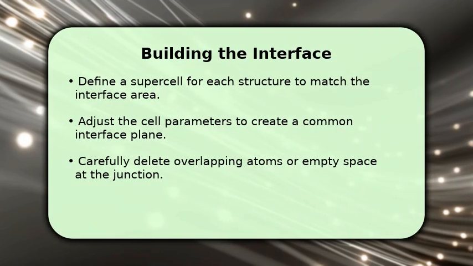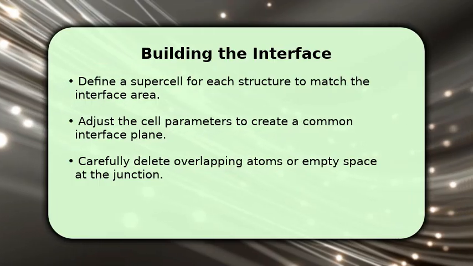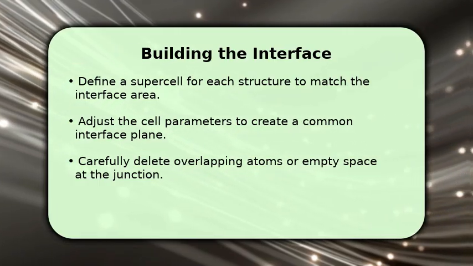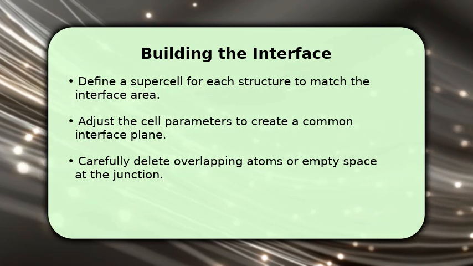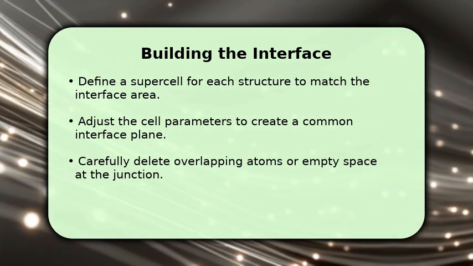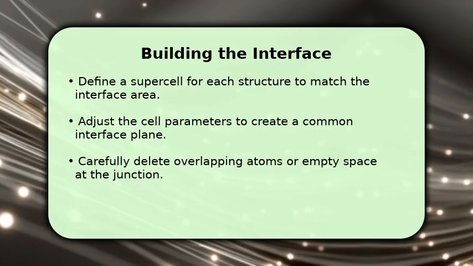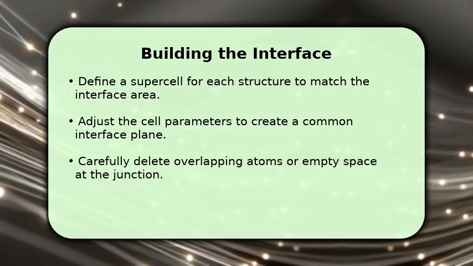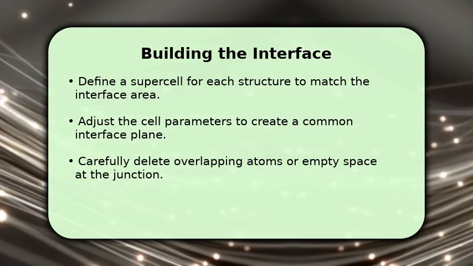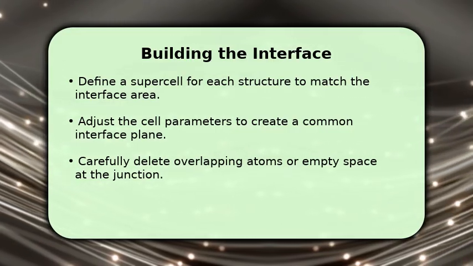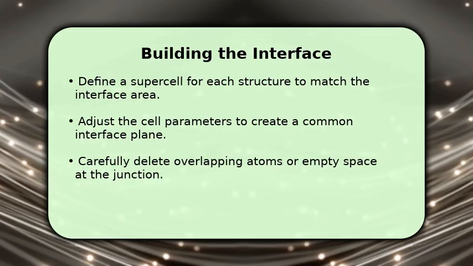With alignment complete, it's time to build the interface. Use the boundary function to create supercells for each structure, ensuring their interface areas are compatible. Adjust the cell parameters to achieve a common plane where they will join. You might need to manually delete any overlapping atoms or fill in small gaps to create a clean, continuous interface between the two distinct materials.